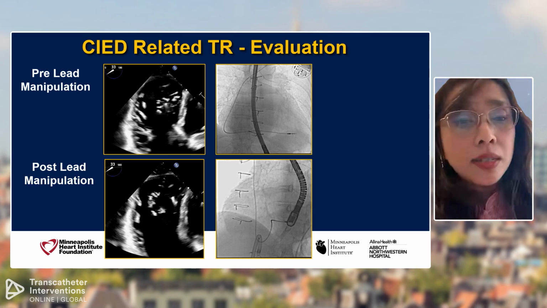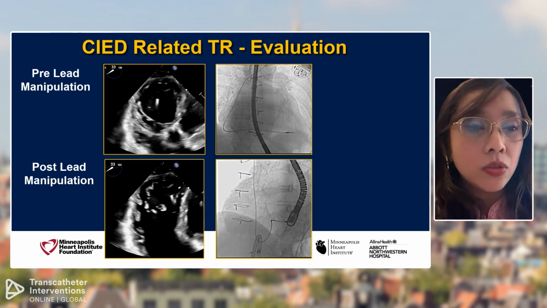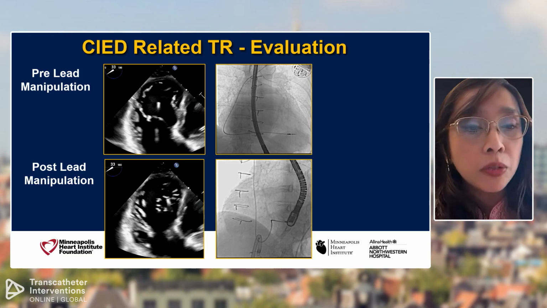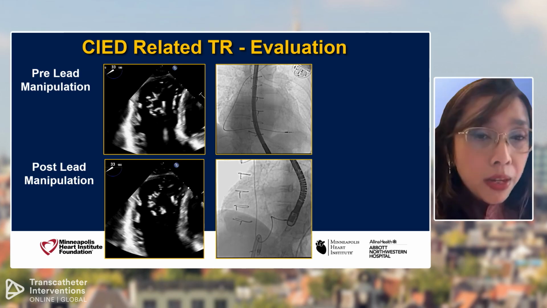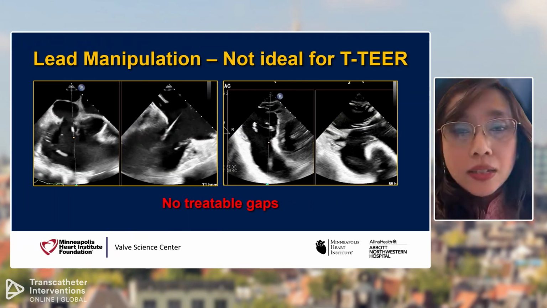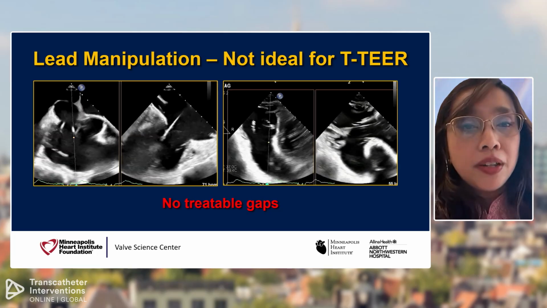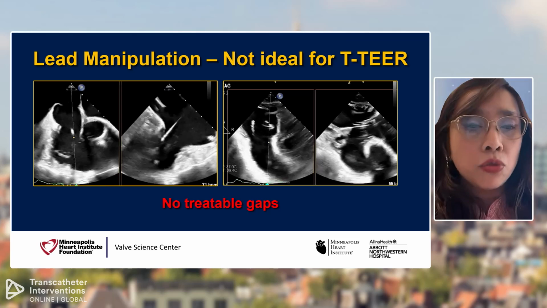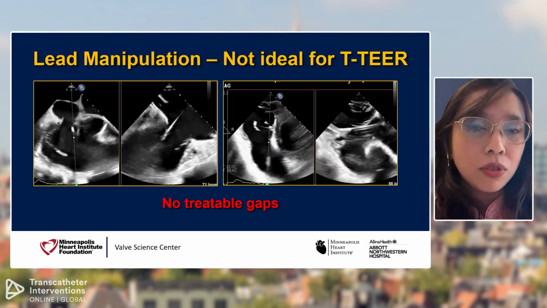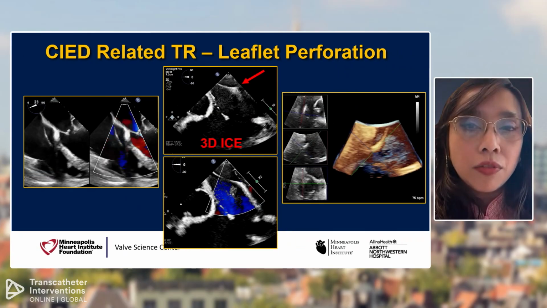So using TEE also during your right heart cath to see whether you can manipulate the lead. So here you can see pre-manipulation and post-manipulation to see if it's suitable for a TEER or replacement technology as well. And in this case that we had, you can see we are unable to manipulate the lead. You can see it's really stuck into the septal leaflet and the gaps are huge. So no treatable gaps, not ideal for tricuspid TEER, and so we're thinking of a replacement technology.